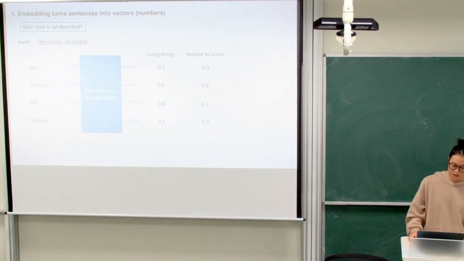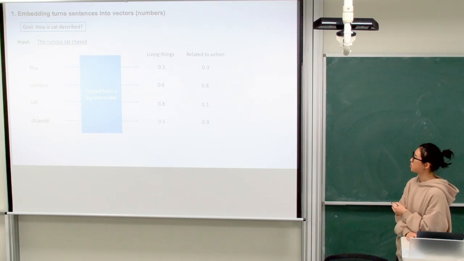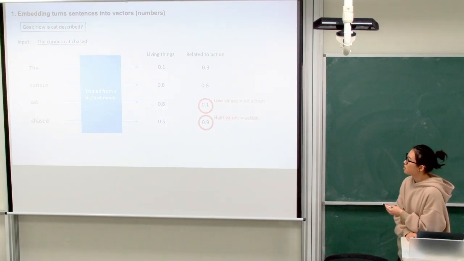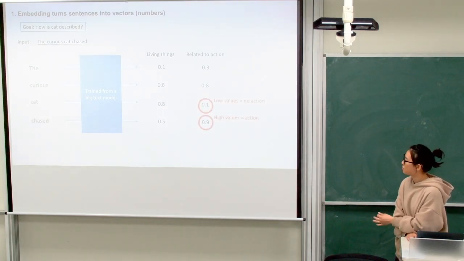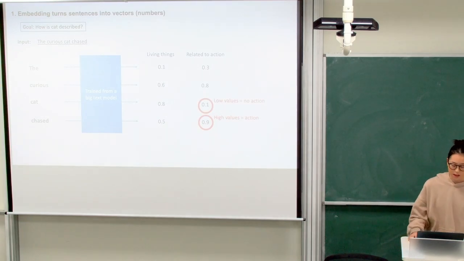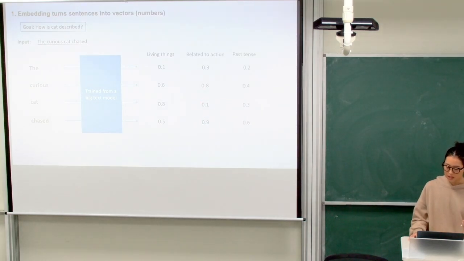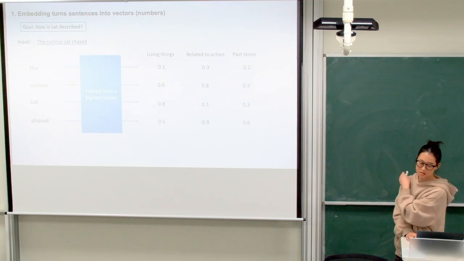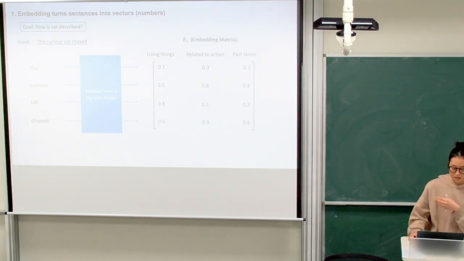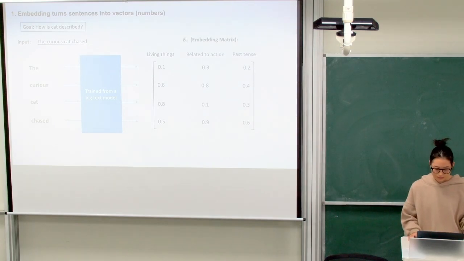And then another embedding can be related to action. So we can say that "chased" can lead to high values because it has action, but "cat" doesn't. And we can define each of the words with different embeddings like that. So this whole matrix is called the embedding matrix, which is the meaning of the words.